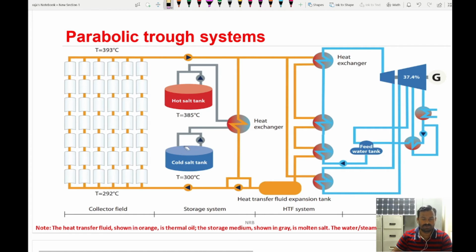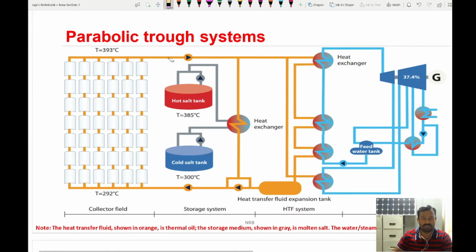So we have two storage tanks: one is the cold salt tank and the other is the hot salt tank. From the cold salt tank, the pump is going to pump this molten salt through this heat exchanger. Since we have the hot fluid flowing through here, this high temperature is going to be absorbed by the cold salt, and its temperature is going to rise. The high temperature molten salt will go to the hot salt tank, and the fluid circulates in this path like this.